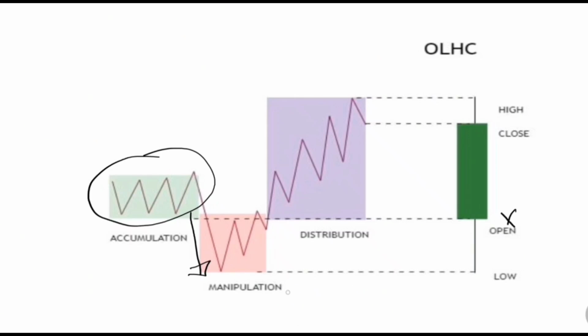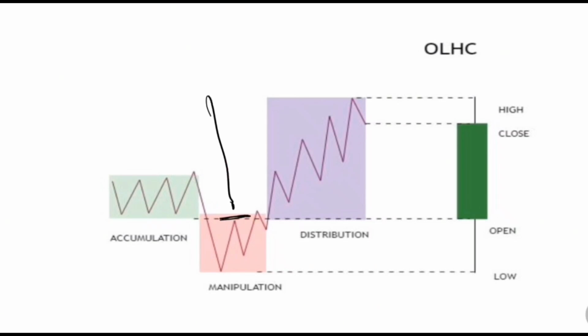All right, and when that low happens, what you need to do, when the low of the day happens after the breakout of the manipulation of the accumulation, you look for what is called the change of character right here, change of character.